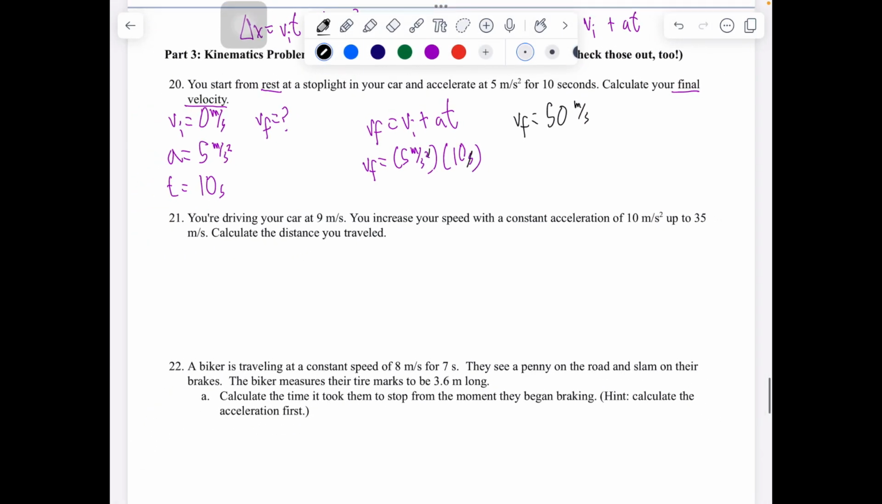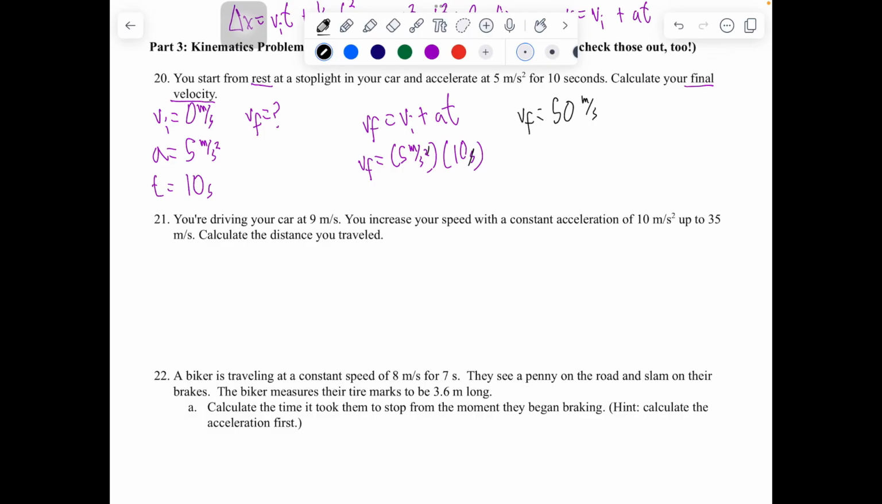Alright, number 21. You're driving your car at 9 meters a second. Alright, let's write that down. It's an initial velocity, 9 meters a second. You increase your speed with a constant acceleration of 10 meters a second squared.